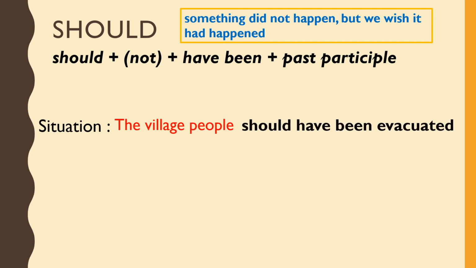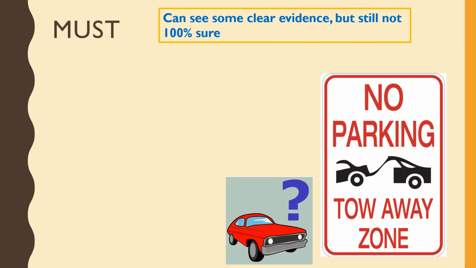One more example, the situation. The village people should have been evacuated before the flood. That means we wish the village people had been evacuated, but they were not. Another modal verb is must.